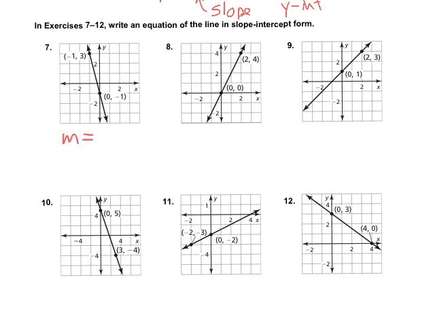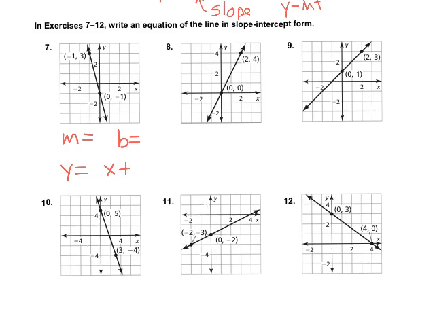And then put M equals. And then say, okay, guys, what's my B? And then put B equals. And then go ahead and write your Y equals MX plus B. Okay? So that's probably the best plan of attack there. Decide what your M is, decide what your B is, write out your equation. Okay? All right, you guys go ahead and do 7 through 12 together with your groups. Go ahead.